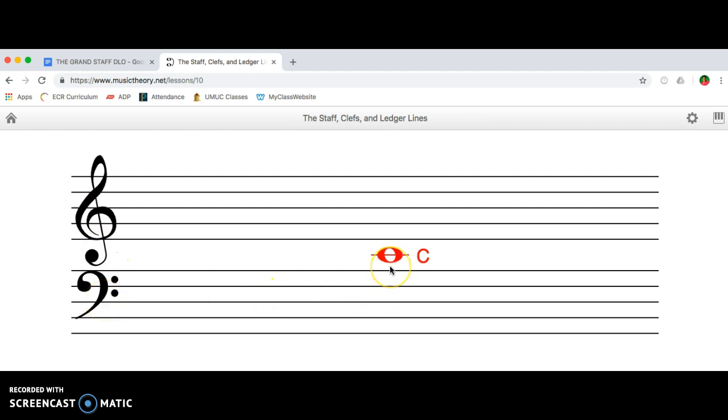Notice how the 2 clefs are joined by the C, shown in red. This is called middle C. And it corresponds to the middle staff line on the grand staff. Now we have discussed the staff, the clefs, and ledger lines and middle C.